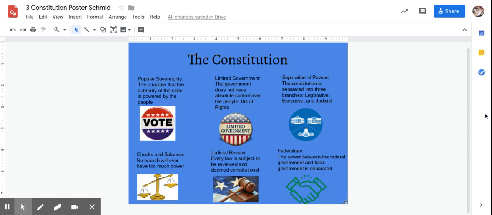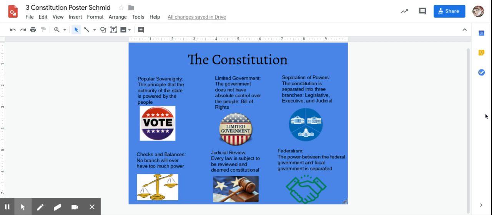The fifth principle, judicial review, is the concept that every law is subject to be reviewed and deemed constitutional. I used a photo of a judge's gavel because I felt that appropriately depicted the judicial branch. An example in real life would be someone sending a law that they thought was unconstitutional to the Supreme Court, and then the law got overturned.